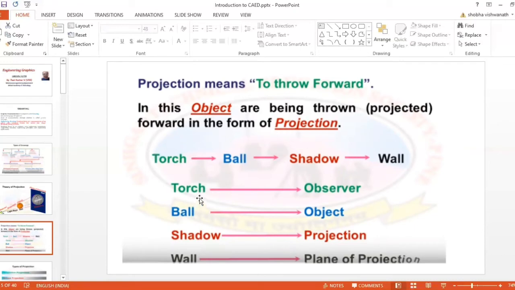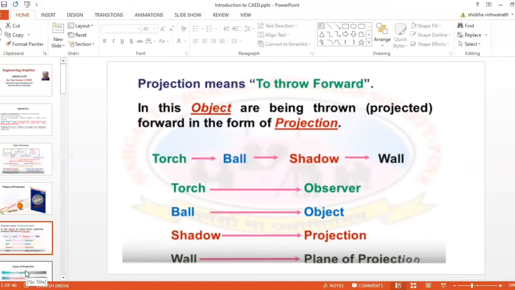I gave an example, a torch. From the torch you project light rays on the ball, and a shadow is formed on the wall. The torch acts as the observer, emanating the light rays; the ball is the object, the shadow is the projection, and the wall is the plane of projection. Projection means to throw forward: you're projecting the object image on the plane of projection. I'll explain by taking an example.